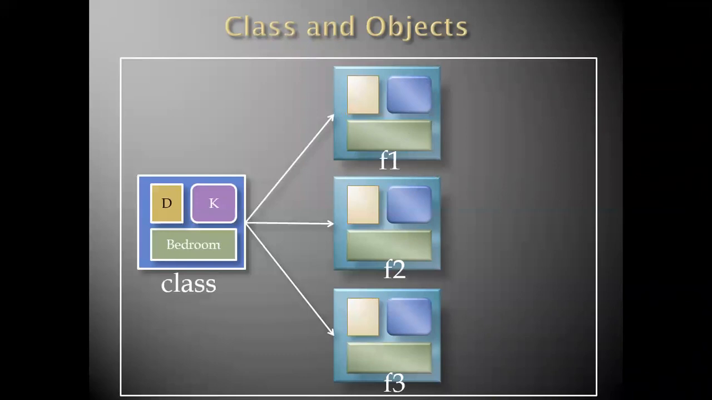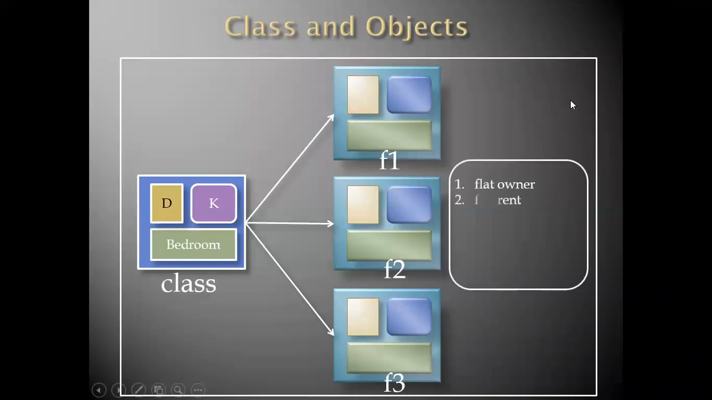So in this case, we'll take flat owner. Flat owner is going to be different for the three flats here. Then you have flat rent. Flat rent is going to be different. Members in a flat: in flat F1 there could be 2 members, in flat F3 there could be 5 members, in flat F2 there could be 10 members. Anything. Right?